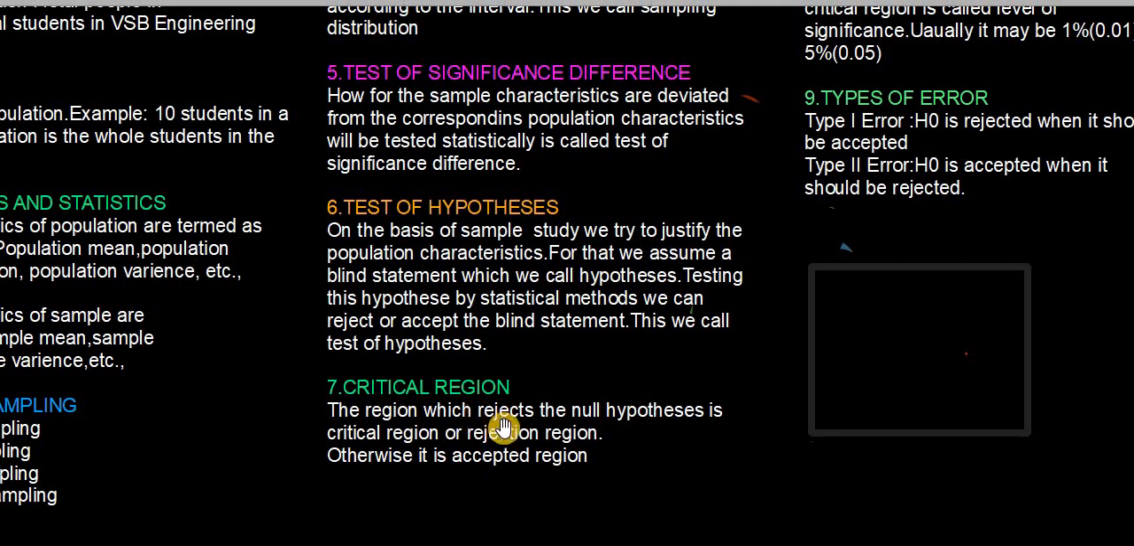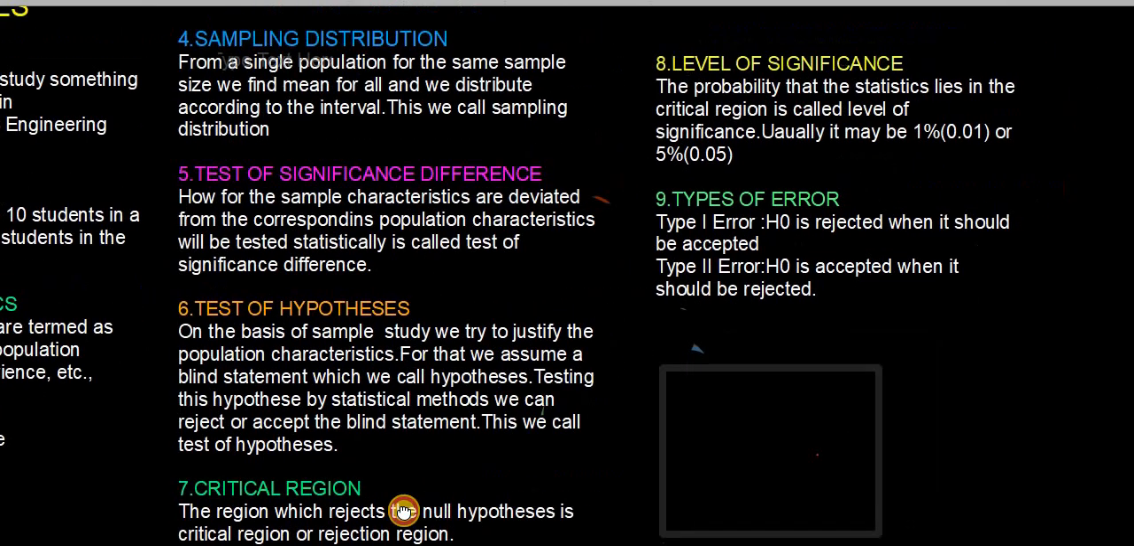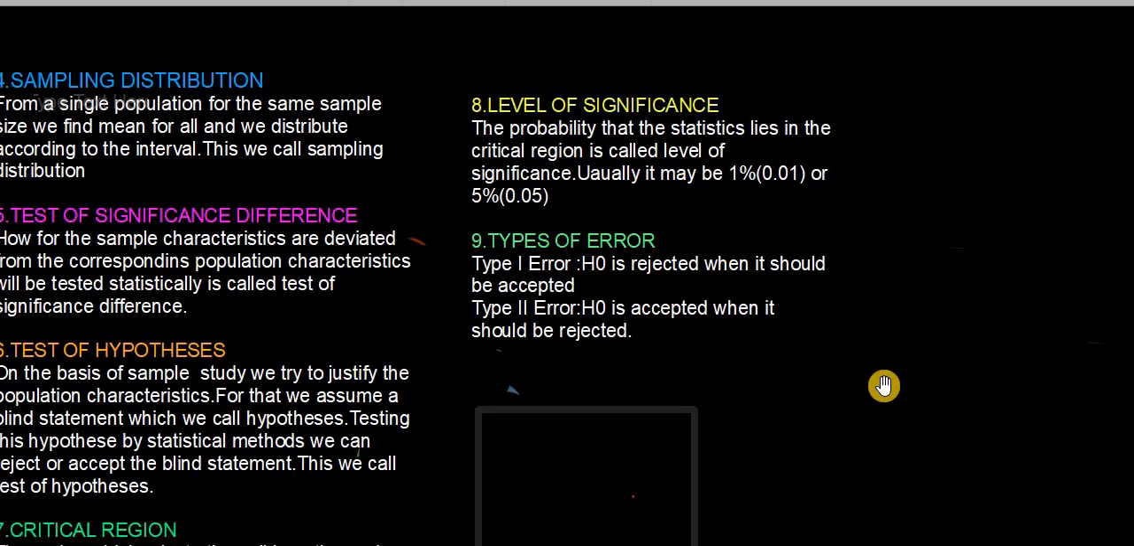Critical region, what is a critical region? The H0 is rejected, that is null hypothesis rejected. That region is called critical region. Otherwise it is called accepted region. And next one is level of significance. Again, to study the population from the sample, we have to take the level of significance on which level we can accept the H0. It may be 1% or 5% confidence level, we say. So that is called level of significance.